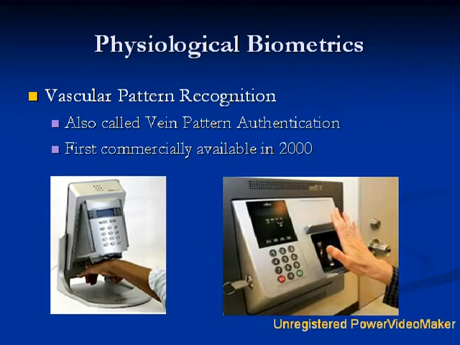Vascular pattern recognition technology, also called vein pattern authentication, is one of the newest physiological biometric technologies. First becoming available in the year 2000, it uses a near-infrared light in order to measure blood vessel patterns of the individual's hand or finger. This is one of the most secure types of biometric technology, as some applications require blood to be flowing for the individual to be authenticated.